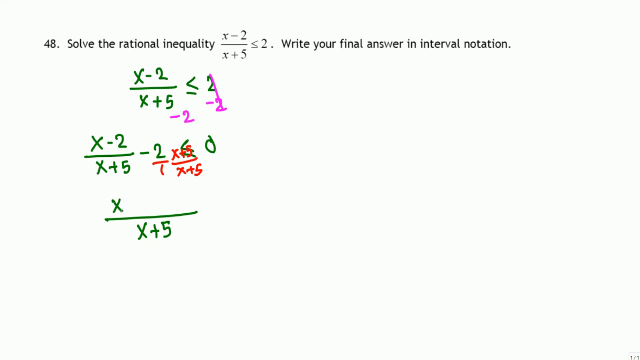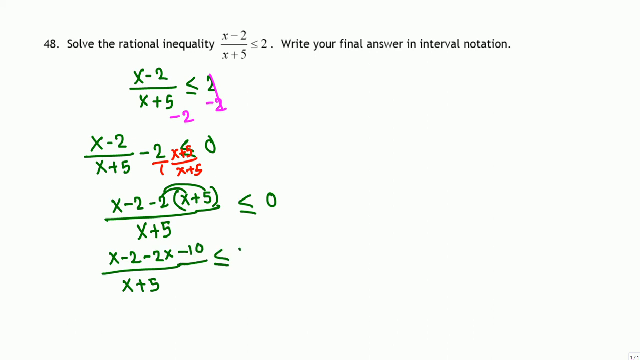On the top, x − 2 minus 2 times the quantity x + 5, all over the quantity x + 5, ≤ 0. Let's simplify the top. Bottom is x + 5, top is x − 2. Now distribute this negative 2: −2x − 10, ≤ 0. On the top, x − 2x is negative x, and −2 − 10 is −12, with x + 5 on the bottom.